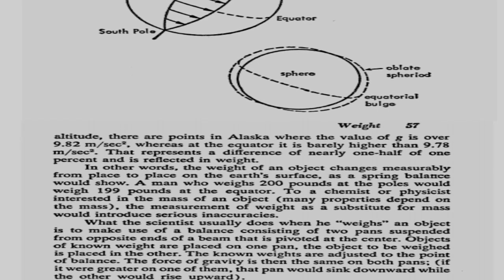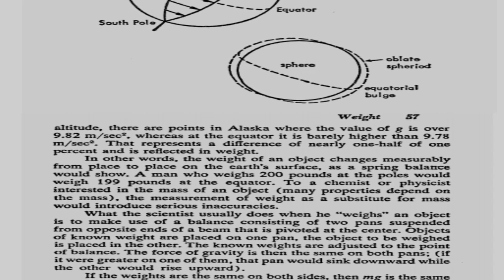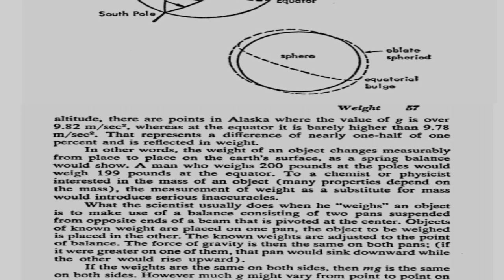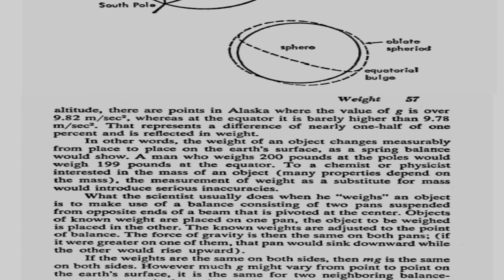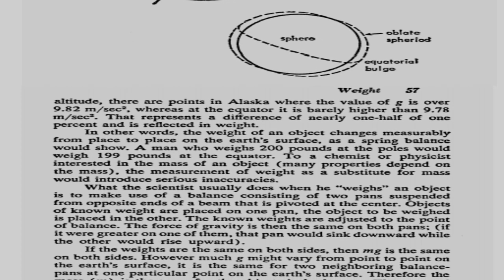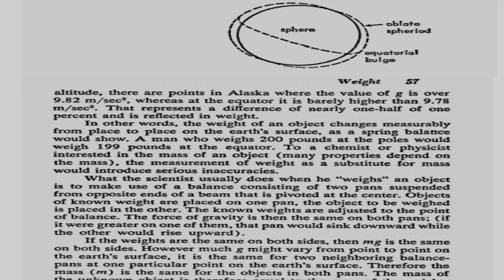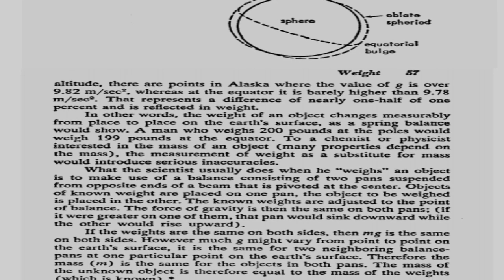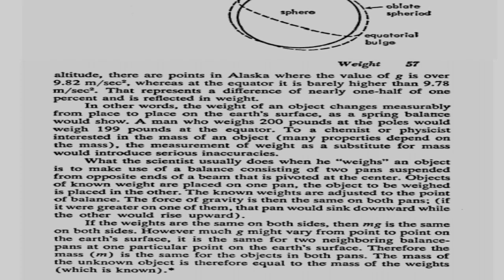If it were greater on one of them, the pan would sink downward, while the other would rise upward. If the weights are the same on both sides, then m times g is the same on both sides. However much g might vary from point to point on the Earth's surface, it is the same for 2 neighboring balance pans at one particular point on the Earth's surface. Therefore, the mass, m, is the same for the objects in both pans. The mass of the unknown object is therefore equal to the mass of the weights, which is known.